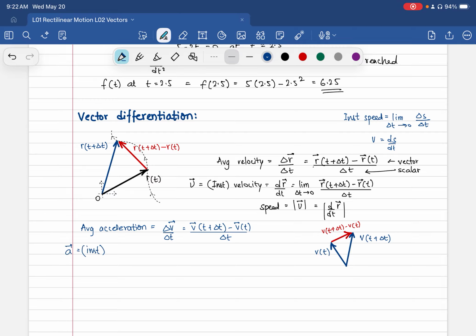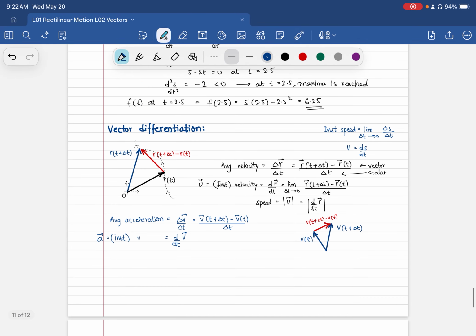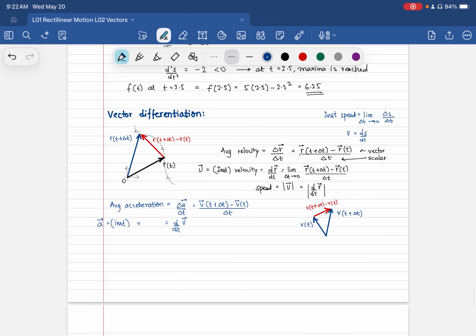And of course your instantaneous acceleration, which is a vector, is going to be d over dt of v as a vector, and the same relations as we defined above. There's no different word for the magnitude of acceleration. It would just be called the magnitude of acceleration. Okay, so this was just defining the velocity and acceleration as now vector differentiation.